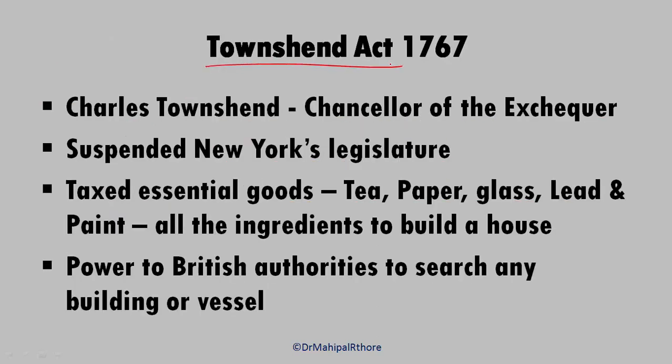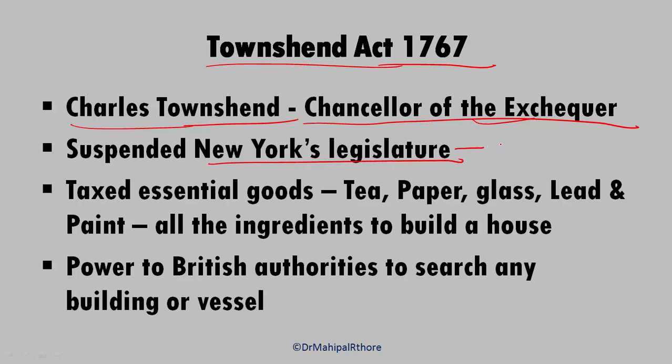Then we have the Townshend Act of 1767. It was formed by Charles Townshend. He was the Chancellor of the Exchequer, which means the Finance Minister of Britain. According to this, three things were done. Firstly, New York's legislature was suspended because they had failed to honor the Quartering Act. They had failed to provide lodging to the soldiers.